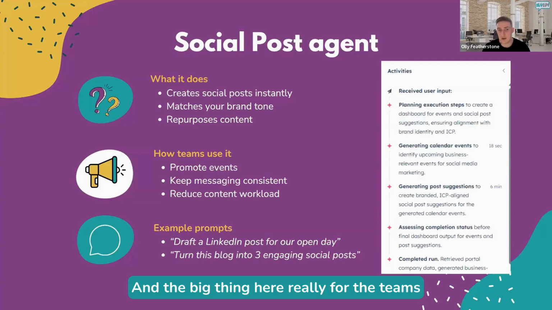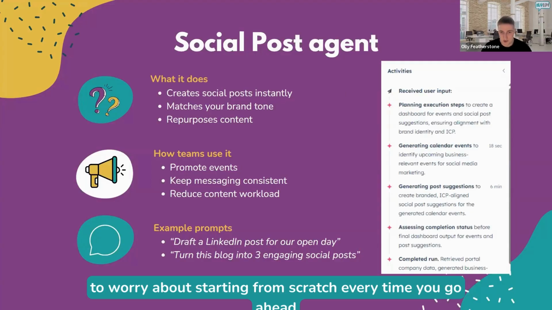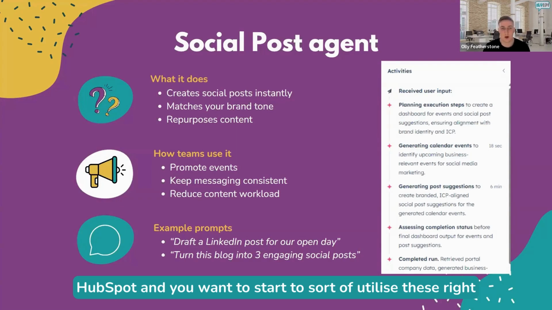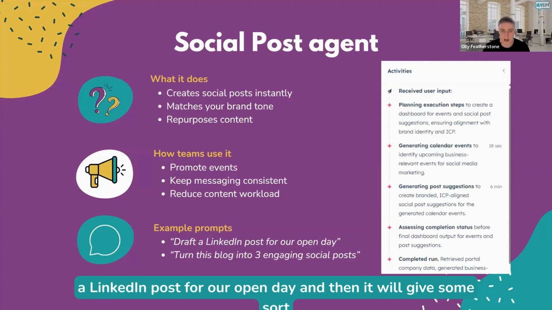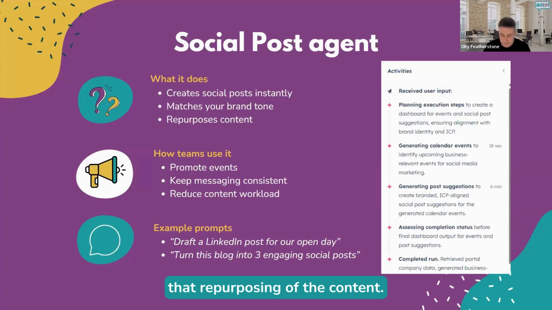And the big thing here for the teams is it's going to reduce that content workload. So you don't have to worry about starting from scratch every time you make a social post, as well as a whole host of things around the strategy and planning for when you make these. So some example prompts, if you've already got HubSpot and you want to start to utilize these right now, you could start off by saying things like, draft a LinkedIn post for our open day, and then it will give some clarifying details of what it might need for that. Or, turn this blog into 3 engaging social posts. That was another great one to save you time on that repurposing of the content.